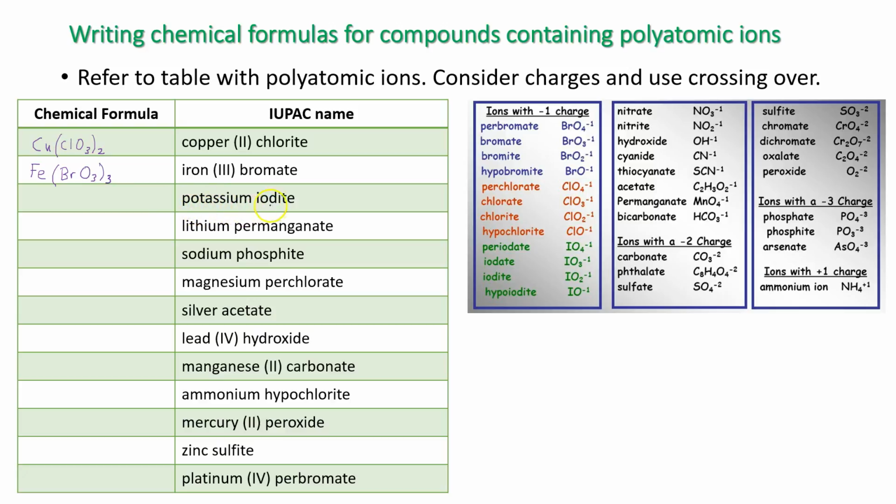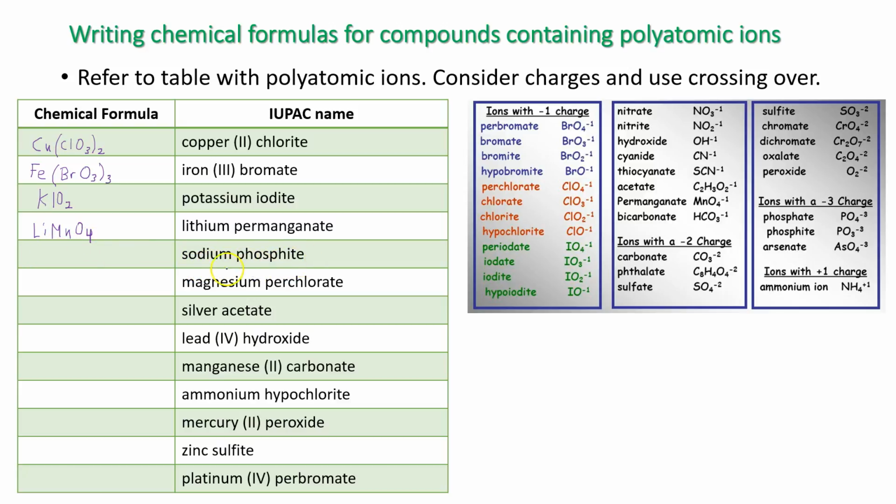Here we have potassium iodide. So potassium has a charge of +1, and iodide has a charge of -1. So we don't need parentheses. Lithium permanganate. Okay, so lithium is Li. Permanganate has a charge of -1. Lithium has a charge of +1. So once again, it's a 1-to-1, so we don't need parentheses. So MnO4.